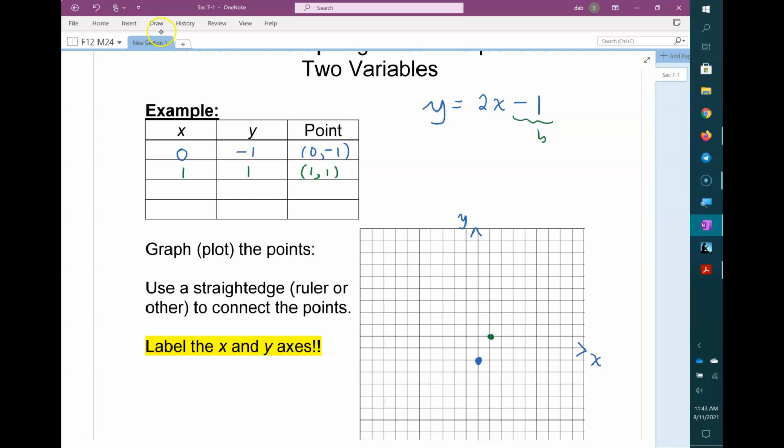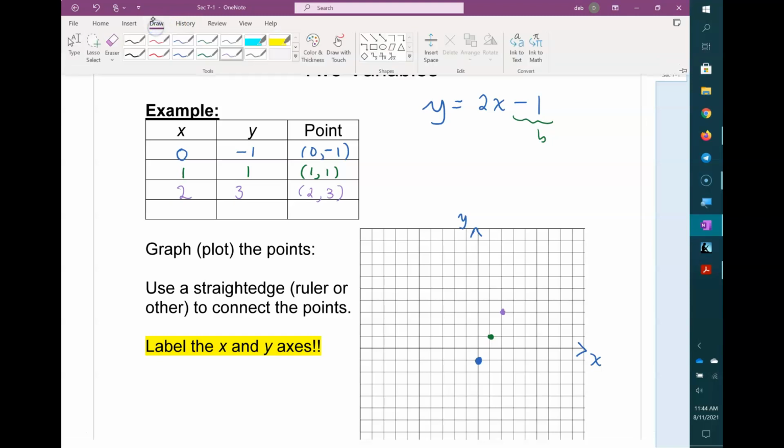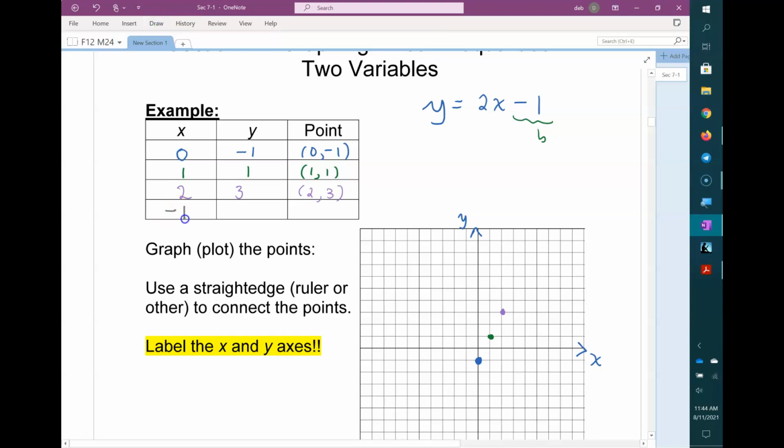Then if we have x is 2, we'll get y is 3, so the point 2, 3 is on our graph. And then let's do one negative number just to make sure that we're graphing correctly. So if I put -1, I'm going to get -3. So -1, -3. And then use a ruler to make very straight lines. I usually make enough dots to fill up the entire grid to make sure I'm making a very straight line. And here's the line, y equals 2x minus 1.